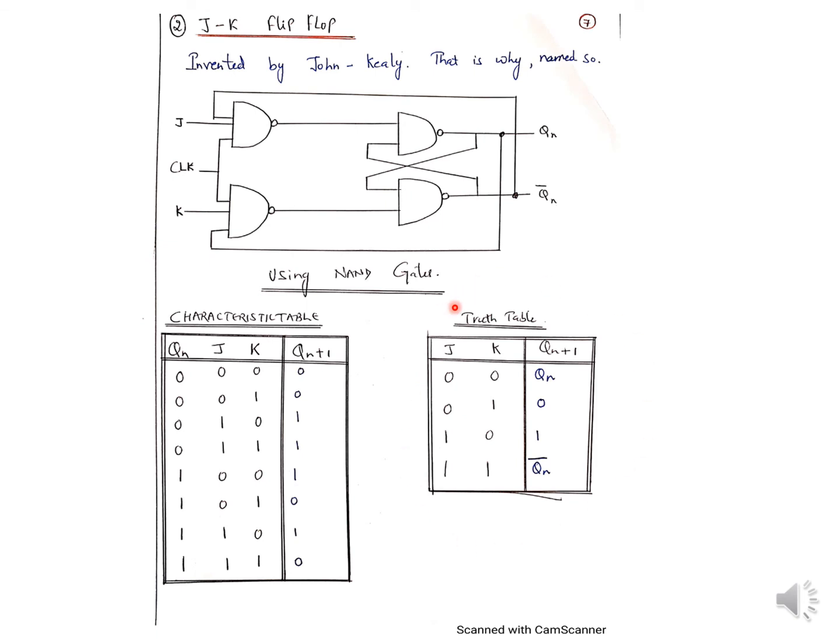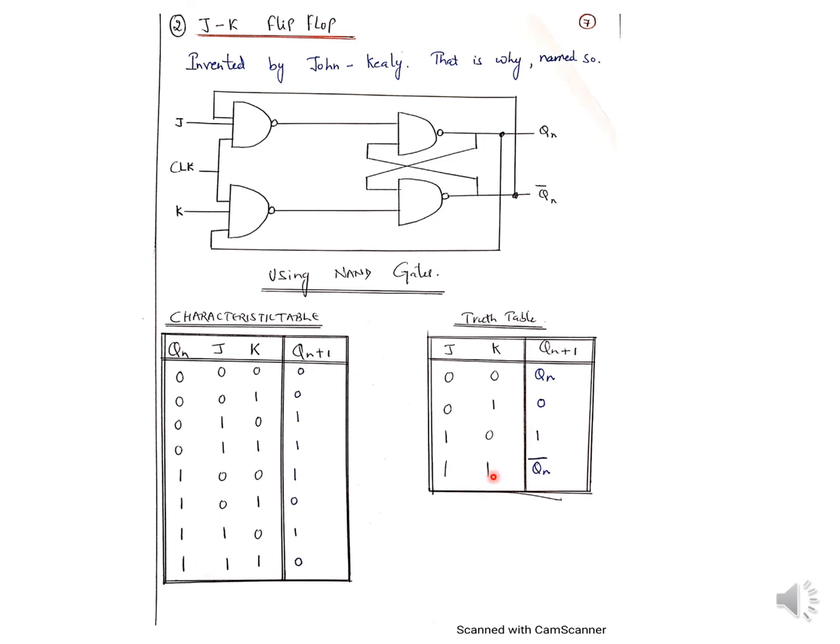So in the truth table, you can see it's just a normal truth table from the characteristic table. J and K is 0 and 0. So here you can see 0 and 0 here. So when J equals to 0 and K equals to 0, what was the output? It was the assumed output. So that means it is Qn. When J equals to 0 and K equals to 1, what was the output? It is 0. When J equals to 1, K equals to 0, in both of the cases, we are getting the output 1. So I have written 1 here.